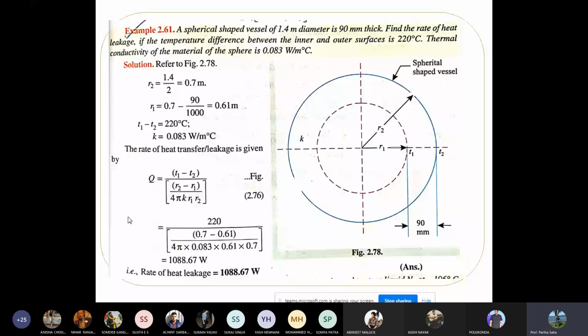Temperatures are given, T1 and T2, with corresponding radii R1 and R2. R2 is given as 0.7 meter, R1 is 0.61 meter, and T1 minus T2 is given as 220 degrees. So just put in these values: Q equals (T1 minus T2) divided by [(R2 minus R1) / (4 pi k R1 R2)]. This is the expression for heat transfer through a sphere. Plugging in all the parameters, you get 1088.67 watt. Okay.